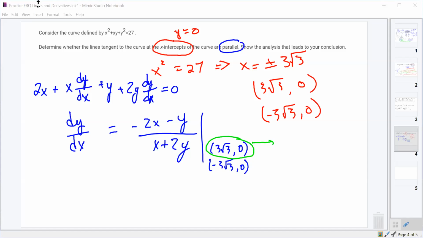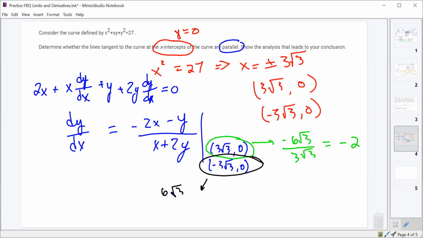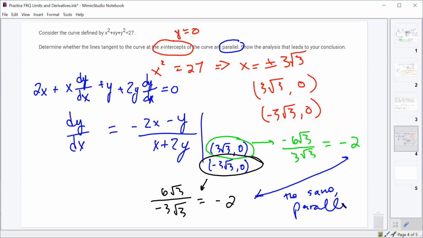Negative 2 times 3 root 3 would be negative 6 root 3, right? Minus the 0 over 3 root 3, which gives us what? Negative 2. Perfect. And the negative 3 root 3, comma 0 should give us negative 2 times negative 3 root 3, which is 6 root 3 over negative 3 root 3, which is also negative 2. These are the same, and so they are parallel.